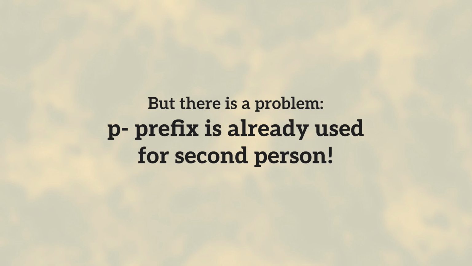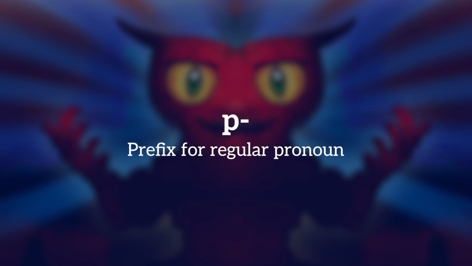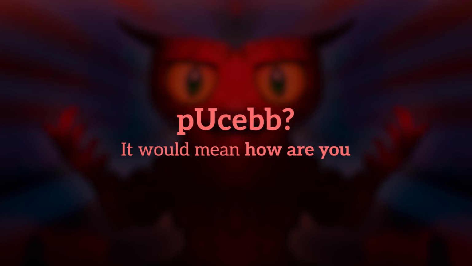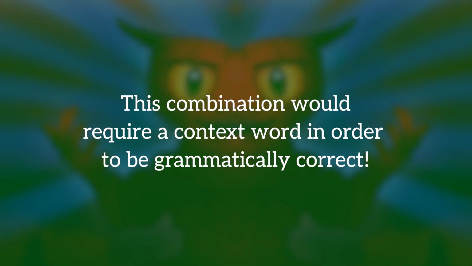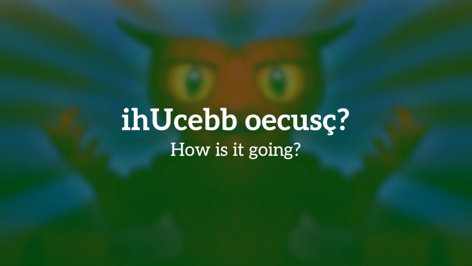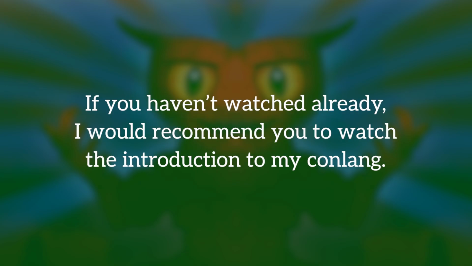But there is a problem. The p prefix is already used, and ich consists of subtraction and sentence prefixes, but p is for a regular pronoun. Ihutseb would mean how do you feel. Putseb would mean how are you. This combination would require a context word. Putseb oetsust. How is it going? If you put ihutseb, this would be the meaning. How is it going? Because ich is used to refer to a different person in communication, as it was explained in my first video of the Conlang series.